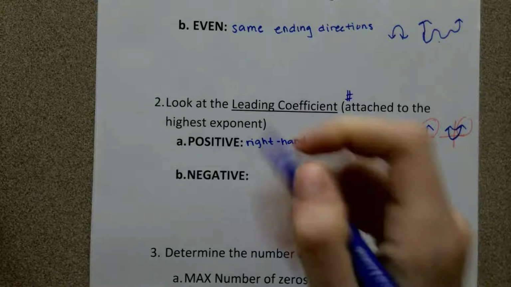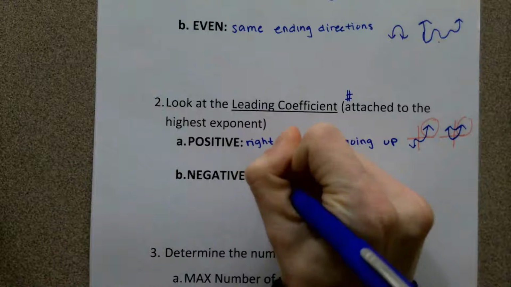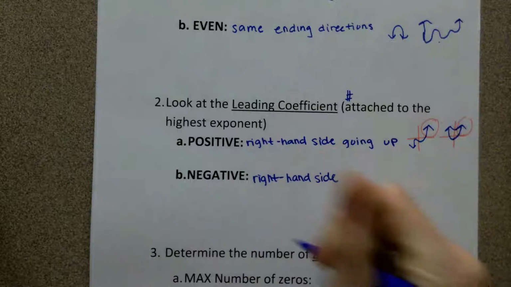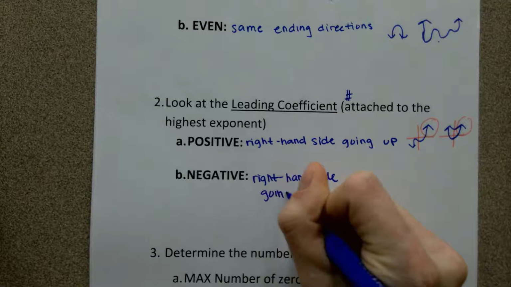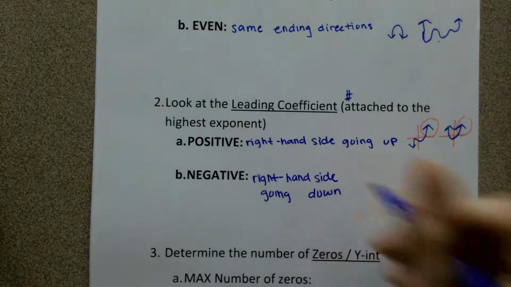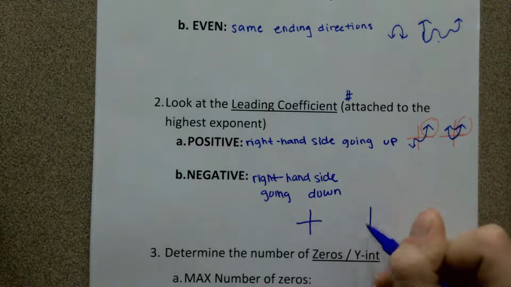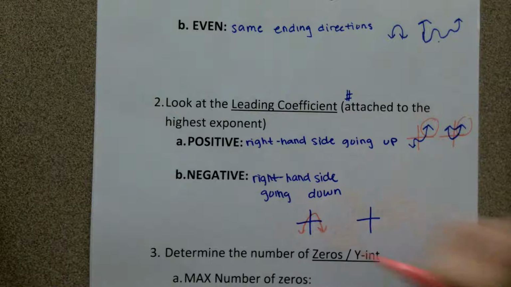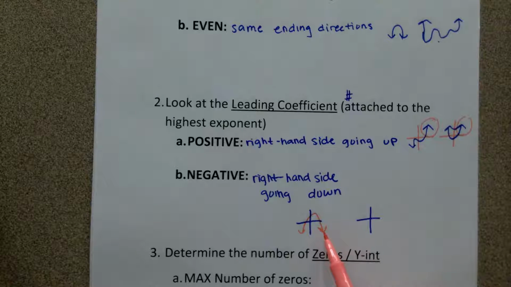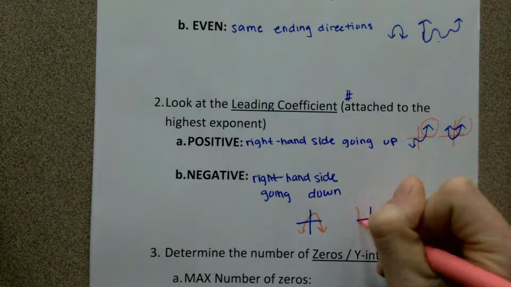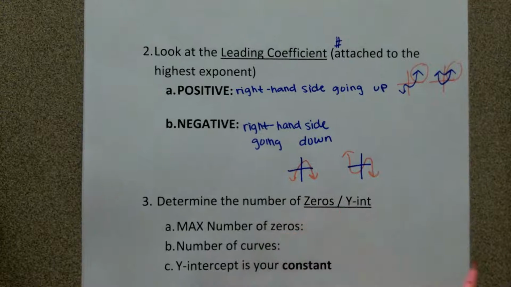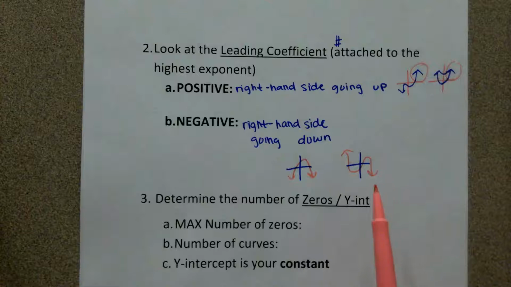And if it's negative, our right-hand side is going down. So once again, we have a graph, and it can either look like this, so it can be going in the same direction, we only care about the right, or it can look like this, going in opposite directions, but the right-hand side is going down.